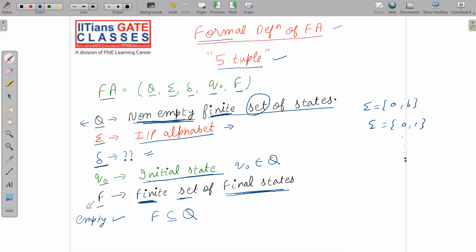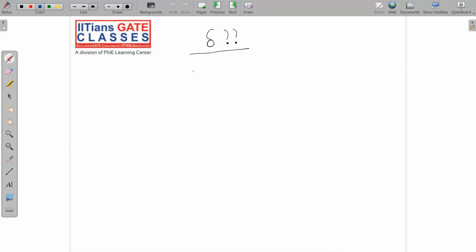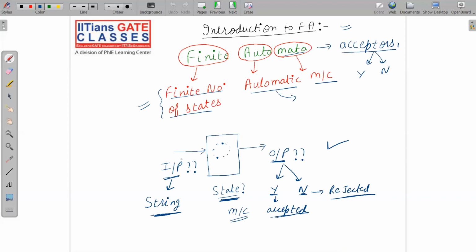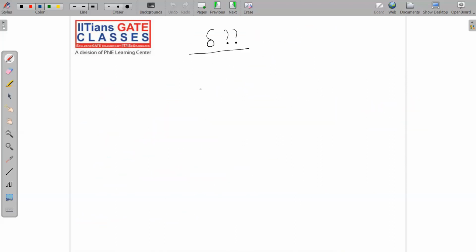And what about my delta? Let's move to the next slide, we will get an idea about delta. Let me give you a brief introduction. I have already told in the previous slide that the input to FA is a string. So where exactly will this string be stored? Since you are giving input as a string, this input must be stored somewhere. Like you put petrol in your car, and there is a tank in the car which stores the petrol. Similarly, here in FA also, the input must be stored.